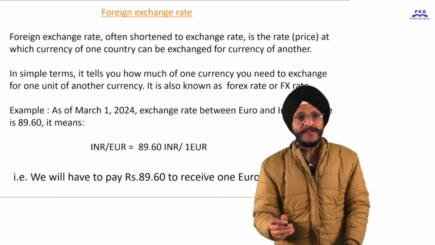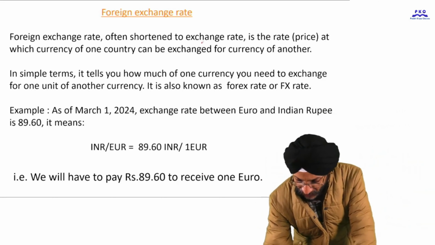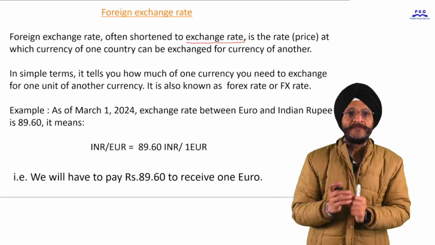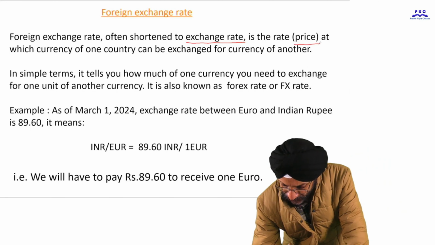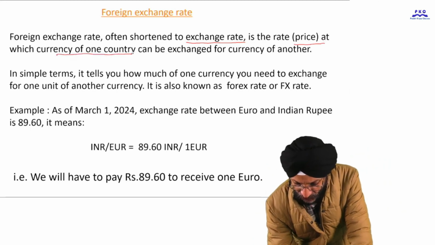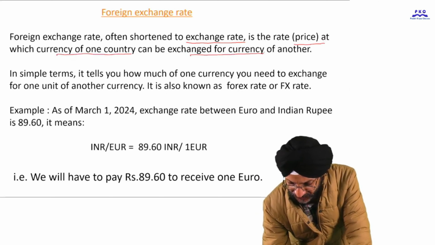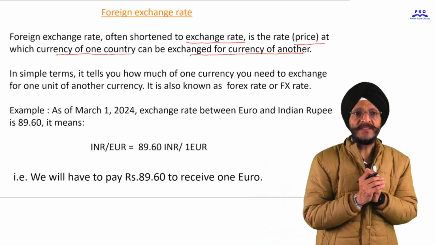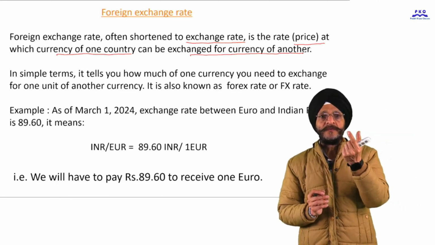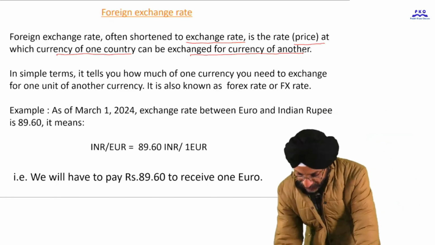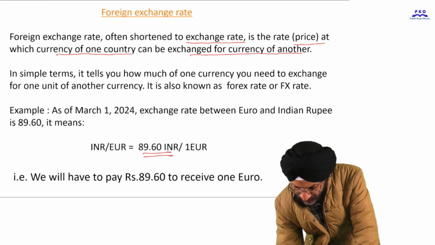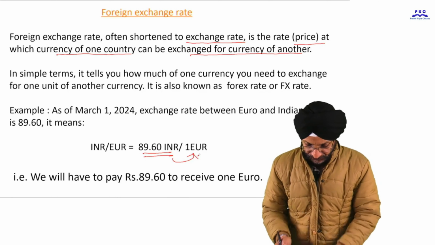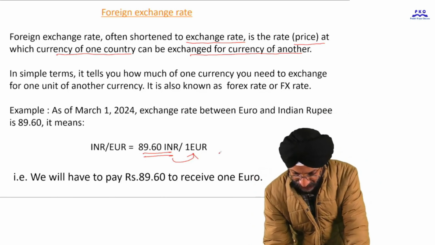Now, this is the definition. Foreign exchange rate is also shortly known as simply exchange rate, or it is the rate or price at which currency of one country can be exchanged for currency of another. In simple terms, we can say how much of one currency we need to pay to purchase one unit of another currency. This is known as forex rate.